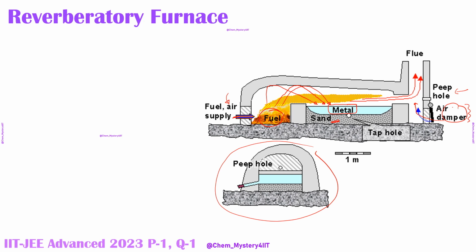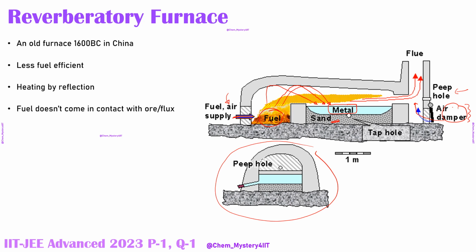Now coming to the characteristics, what is there? This furnace has been used from very long ago, about 1600 BC in China, very old, and it is actually very less efficient, and it heats by reflection. No direct heating is involved. So there can sometimes be a problem when you are heating your ore sample directly in the presence of the fuels, because sometimes fuel can interact with your ore samples or the metal particles, and there can be some unwanted reactions. So we have chosen this.